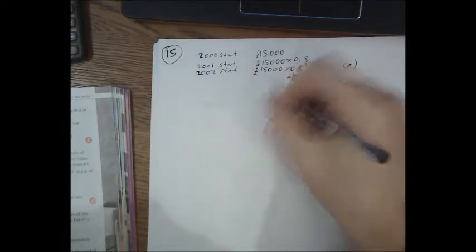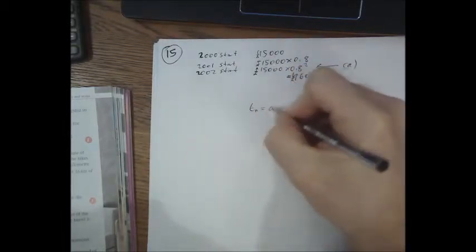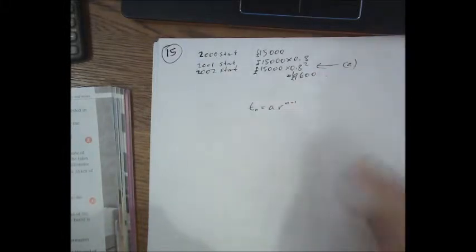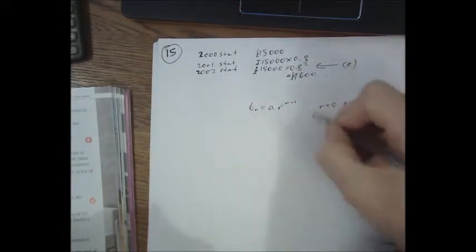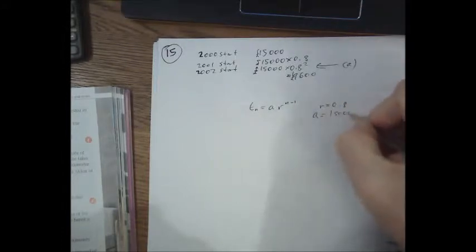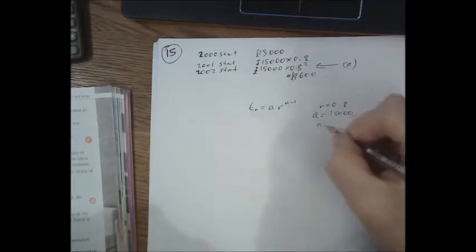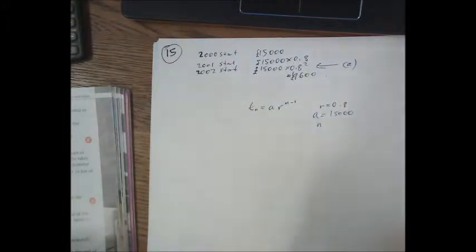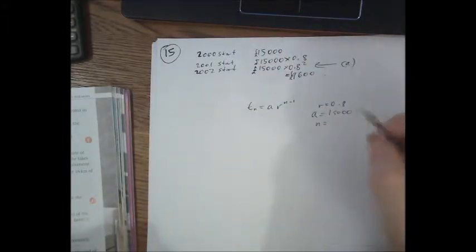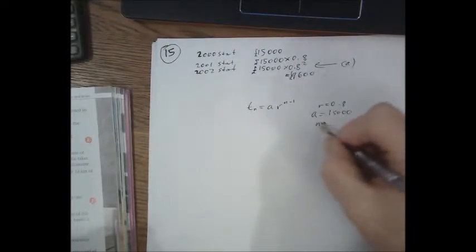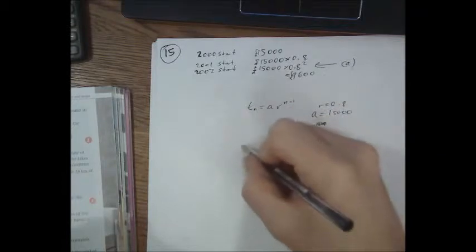So the algebra for this is Tn equals a r to the n minus 1, because it's certainly a geometric sequence. We're just multiplying by 0.8 each time, that's the r. The a is 15,000, and the n is the number of terms in the sequence. I've got 3 so far, and that's the mystery for us. But I do want the sequence to spit out a 500.